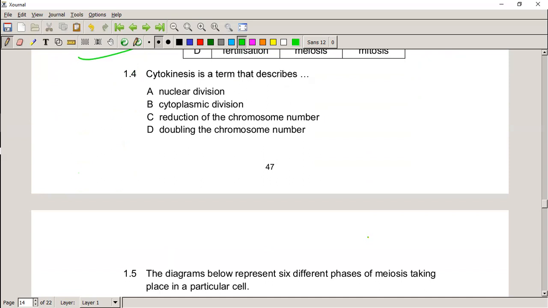Guys, 1.4, cytokinesis is a term that describes cytoplasm. Kinesis means to cut the cytoplasm. Okay, so cytoplasmic division is the answer over there.